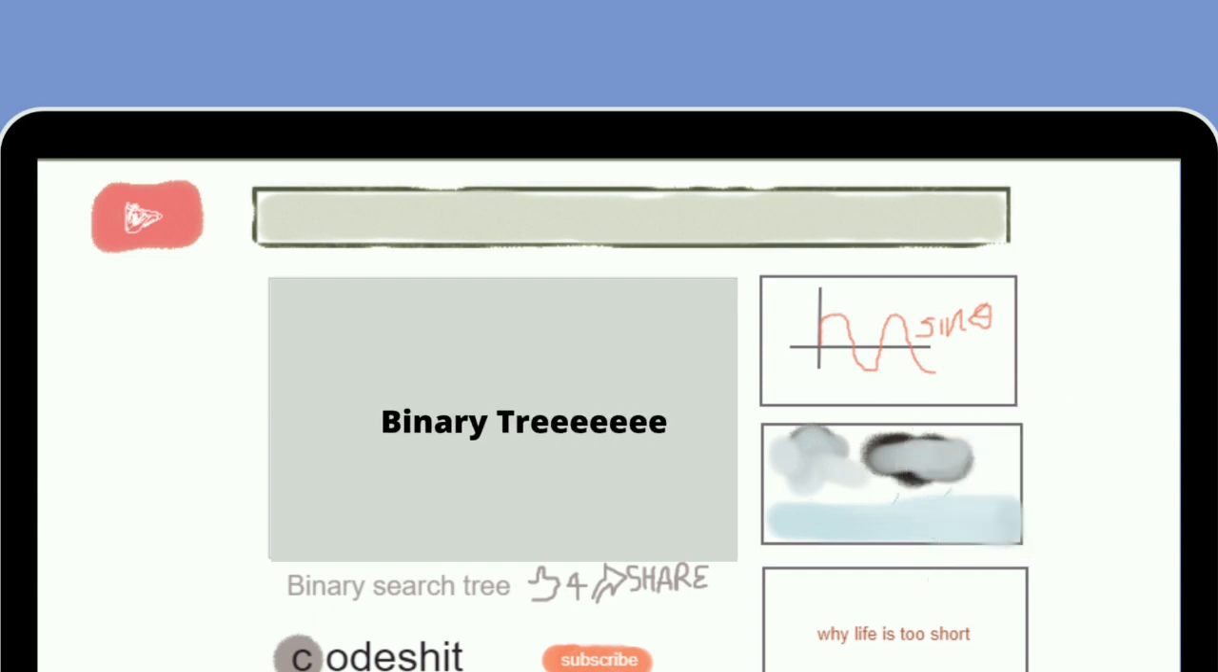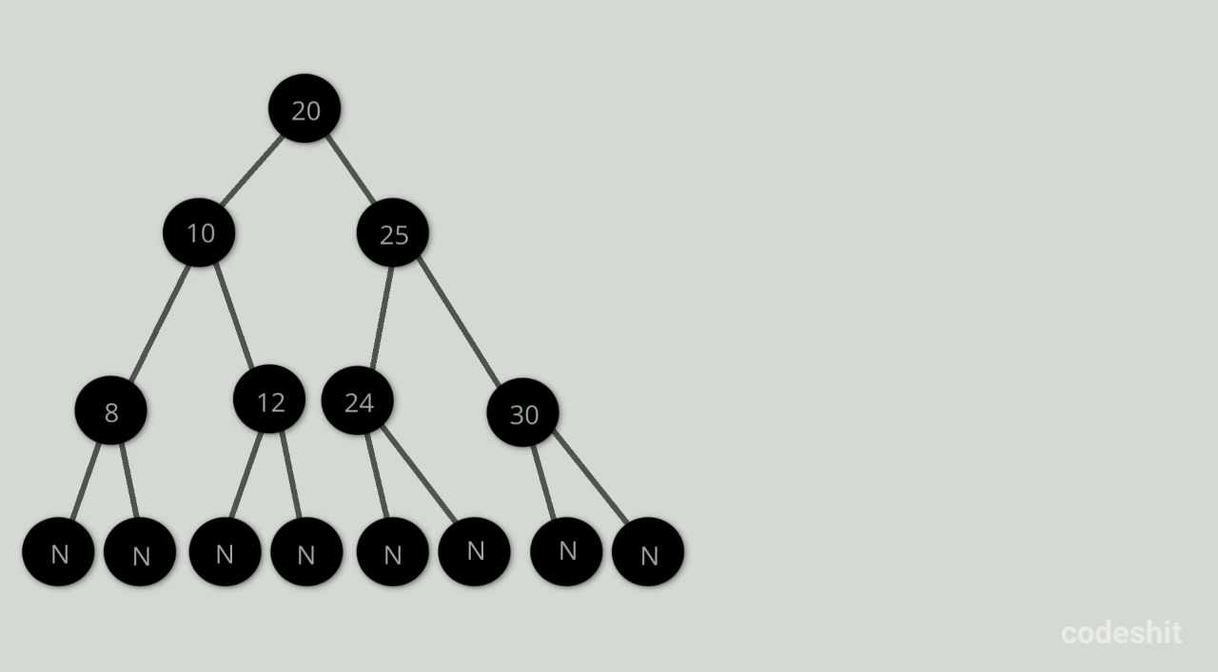So look at this example. This is a binary tree. And how would I know this is a binary tree? Look at the very first node, which is 20. It is connected to two nodes, 10 and 25. You can see here 10 and 25, and the value of its left node is less than its value and the value of its right node is greater than its value.